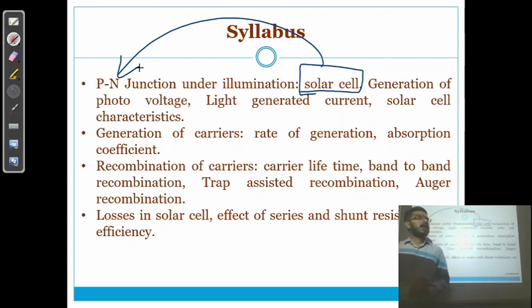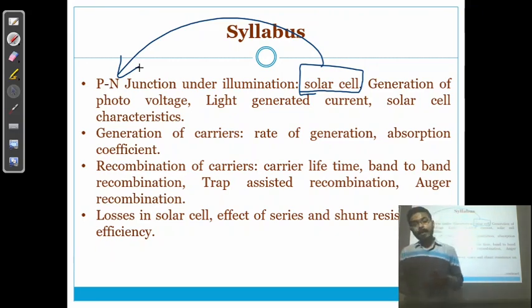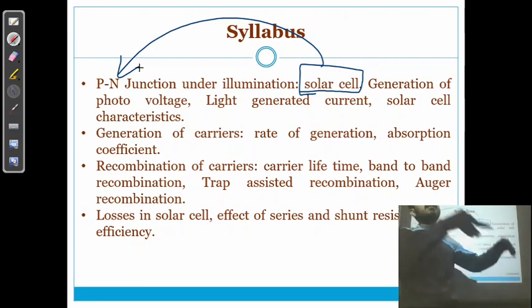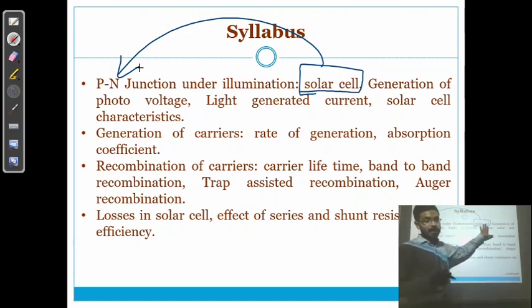Now, we have already studied the PN junction in our previous syllabus, that a PN junction operates in reverse bias and forward bias. But over here, reverse bias and forward bias means you apply power from outside. A solar cell is a device which generates power, so it will not be operated in reverse bias or forward bias. It will be generating power. That we are going to study.